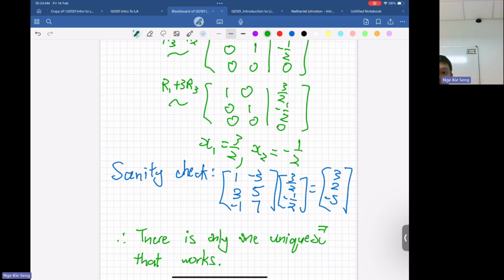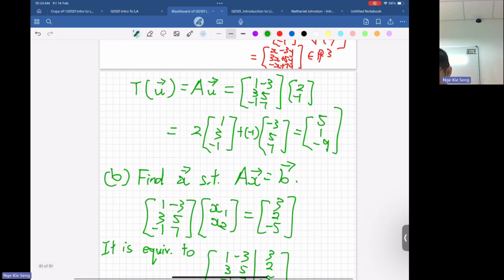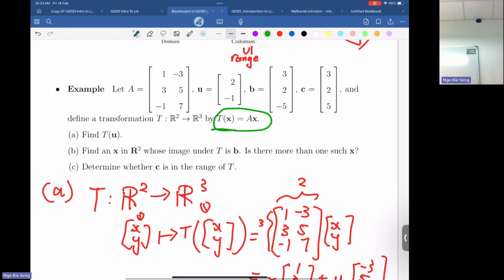Okay, last part. Determine whether c is in the range of T or not. Do you recognize that actually b and c are the same question? Just using different language to ask you. So c says what? Whether T can hit c or not. T can hit c means what? There exists an element in your domain such that Ax equals c. Okay, it's the same question actually.